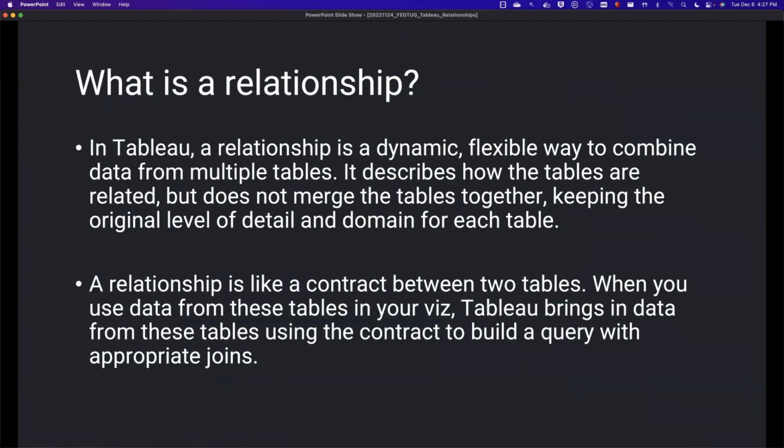Relationships themselves are a dynamic, flexible way to combine data from multiple tables. They describe how the tables are related, but they don't merge the tables together until you need them. You can think of a relationship as a contract between your two tables. So how they're related, what fields they're related based upon, and Tableau will use that contract in order to build the right query for the view that you're looking at in real time.